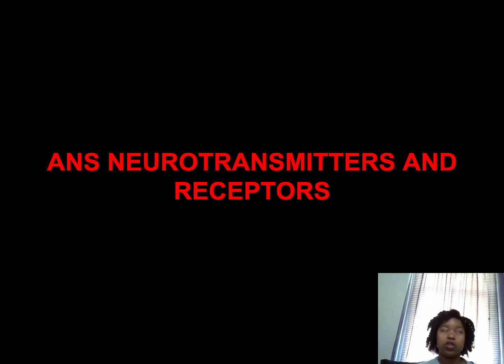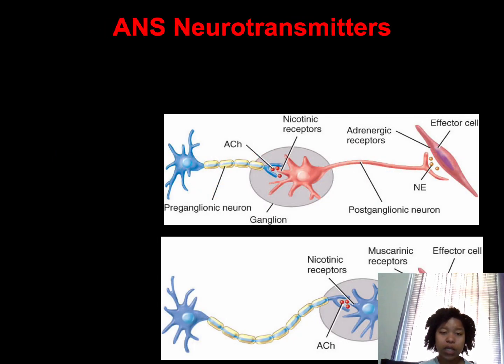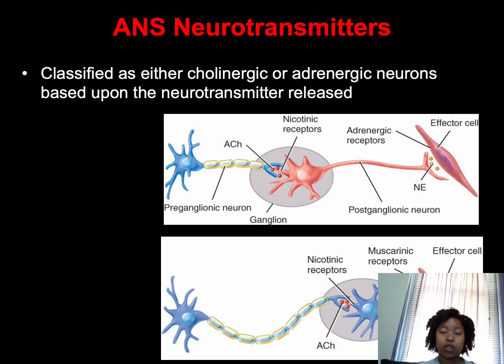So now, all of that was anatomically speaking how this takes place, right? So now we can get into the neurotransmitters and receptors for them. So your autonomic neurotransmitters are classified as either cholinergic or adrenergic neurons based on the neurotransmitter released. So cholinergic, think acetylcholine, and adrenergic is stuff that's coming from the adrenal gland, like epinephrine, norepinephrine. So like we just said, adrenergic is going to be these up here. Cholinergic is going to have the responses that are down here.